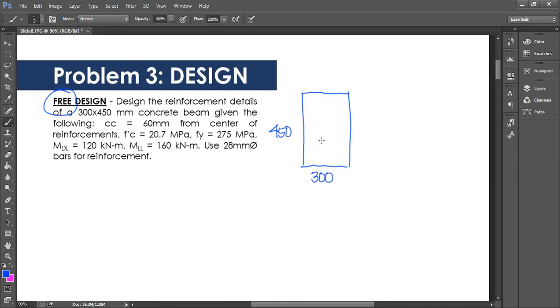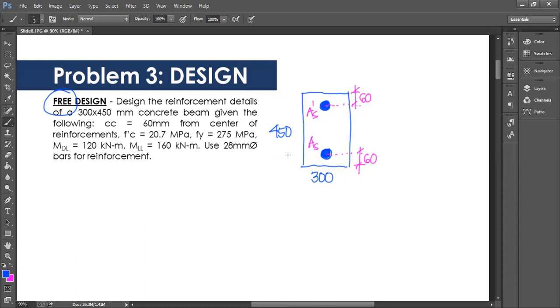Wherein we are given the following. We have a concrete cover of 60 mm from center of reinforcements, meaning to say, yung 60 millimeters na concrete cover would emanate on both compression and tension. To say of equal spacing ngayon or equal concrete cover yung para doon sa A'(S) and para doon sa AS. So this is AS and this is A'(S).